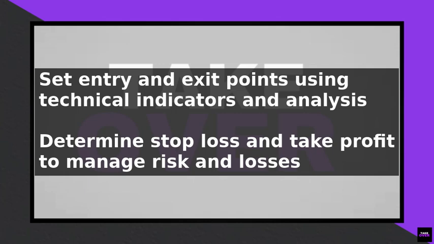Set a stop loss, which is the price at which you will sell the stock if it falls below a certain level. This will help you limit your losses if the trade does not go in your favor. You can also set a take profit, which is the price at which you will sell the stock if it reaches a certain level. To place a trade on Robinhood, simply select the stock you want to trade.